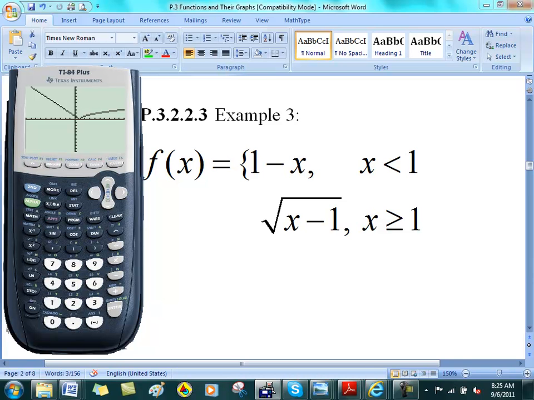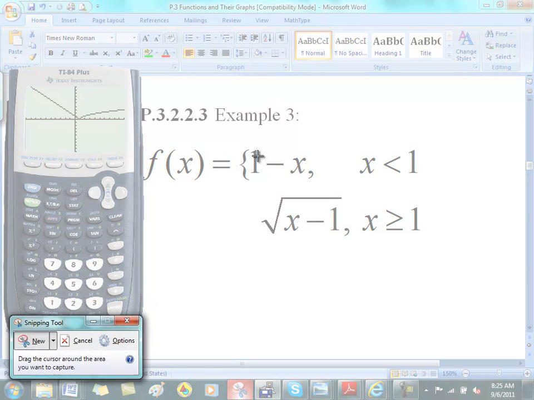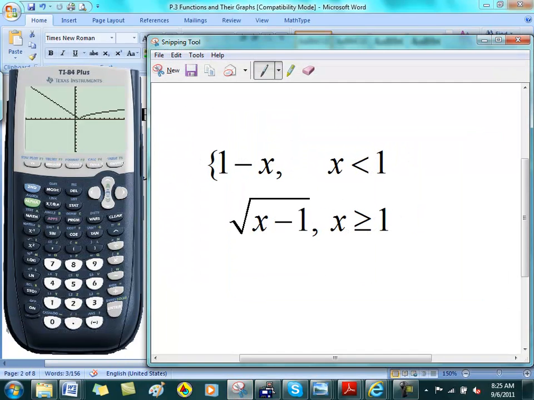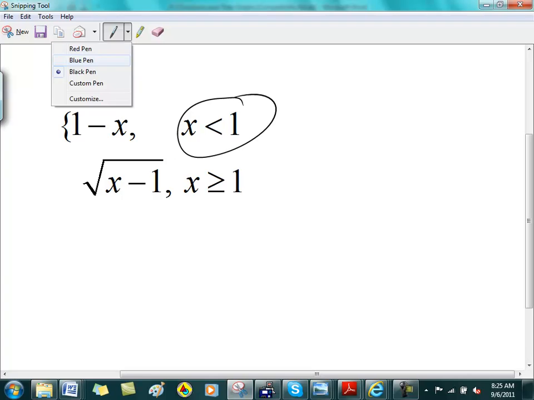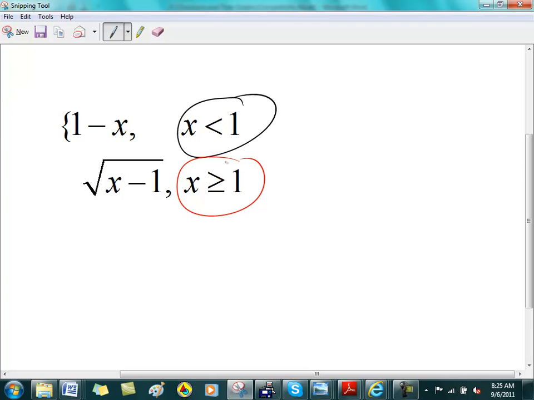So piecewise functions are ones in which the domain is broken up into pieces. There's one part of the domain here, that's this guy. It's less than 1. And then the other part is greater than or equal to 1. That's this guy. That's why it's called piecewise. Okay? Is everybody okay on this?